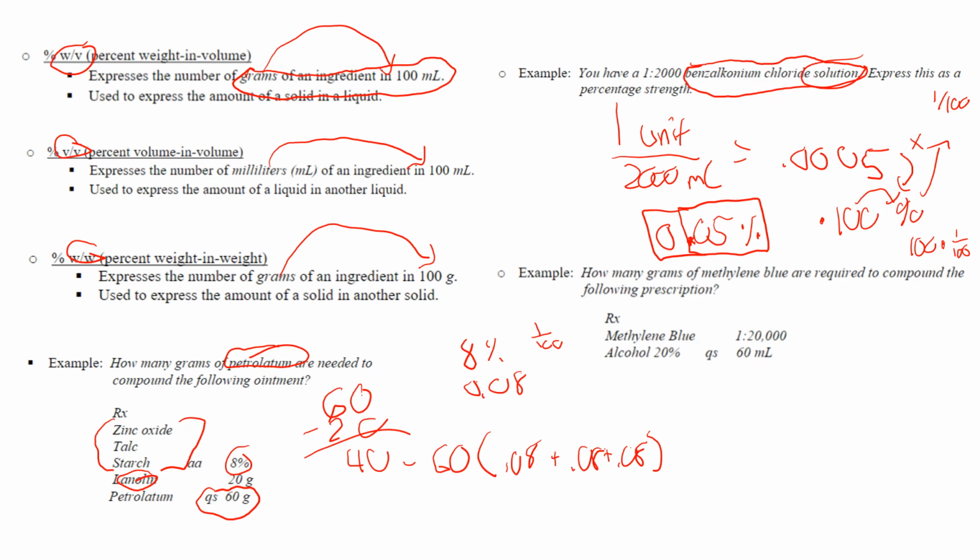Come out with this final answer of 25.6, and that's how many grams of petrolatum we need. So that's our final answer for this one. You can see that the way we solved that was basically, since 60 is our total, taking 8% of 60 three times for each of the 8% components, and then subtracting it from the 40, which was just from the 20 grams we already subtracted. That'll get us our total value.